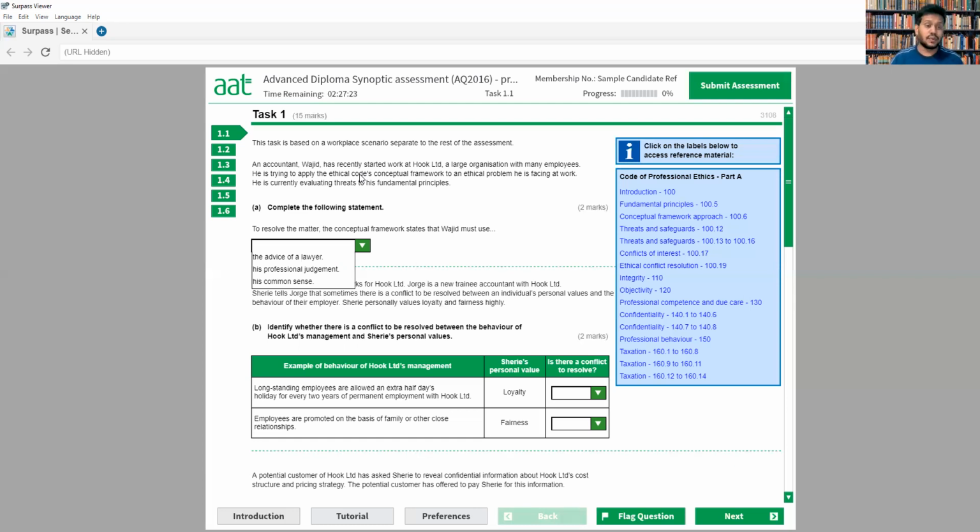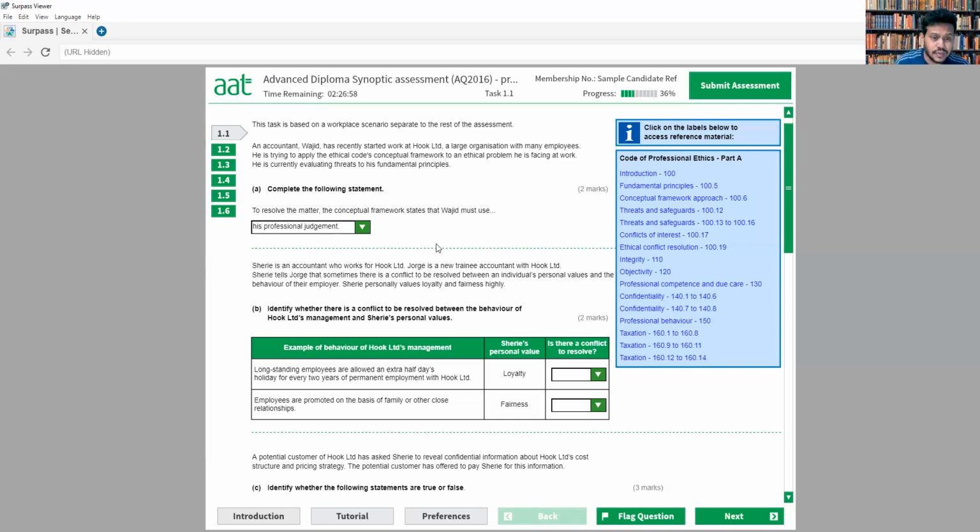So we're going to use professional judgment. You really don't have to ask the advice of a lawyer, and don't use common sense. It's professional judgment, because common sense may not be common for everyone. Your common sense and my common sense may not be the same. So you're going to say, to resolve the matter, the conceptual framework states that you must use professional judgment.